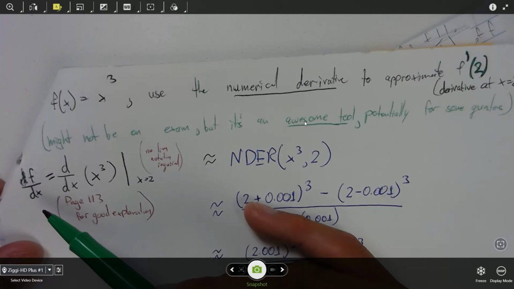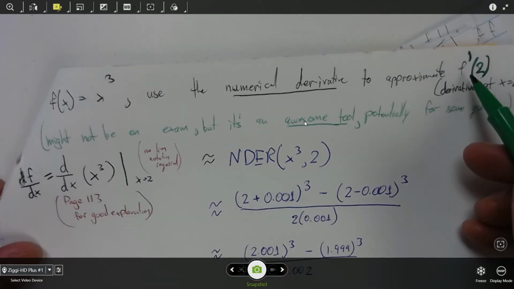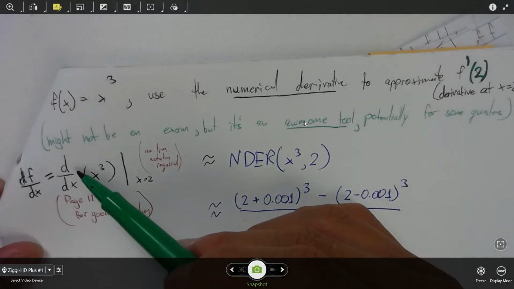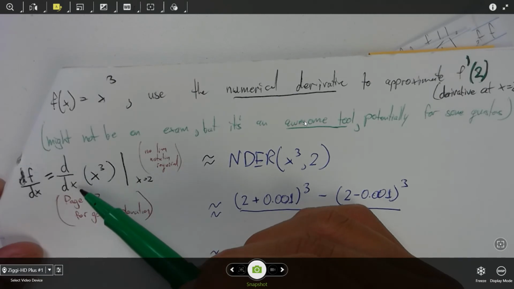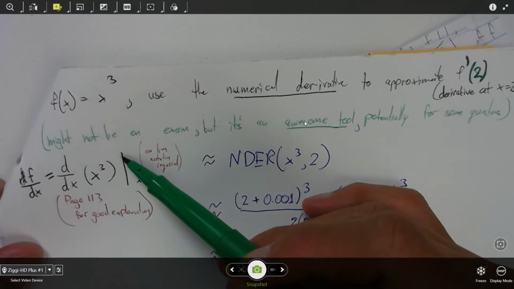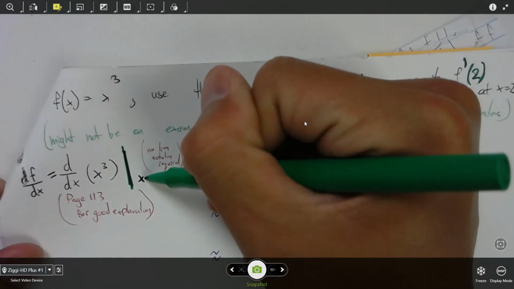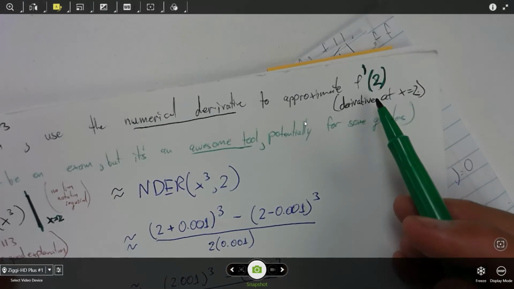Here you have df over dx. Another way of saying f prime is the derivative of f with respect to x. In this case, in your calculator, you're going to put d over dx of x cubed, and it's going to have this weird line here that specifies at what point you're talking about. Well, we said at x equals 2.